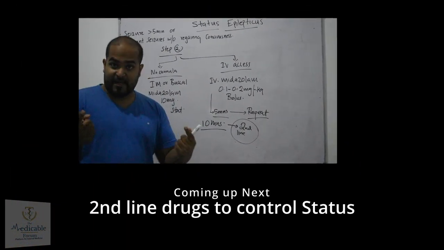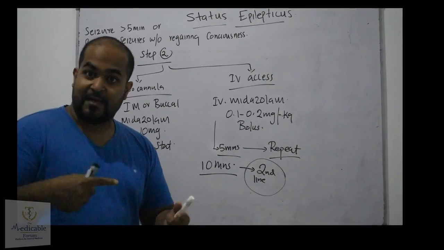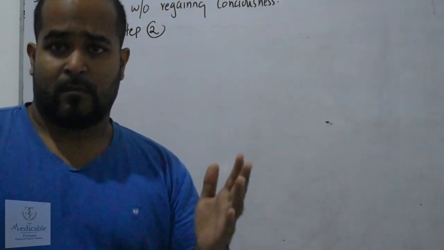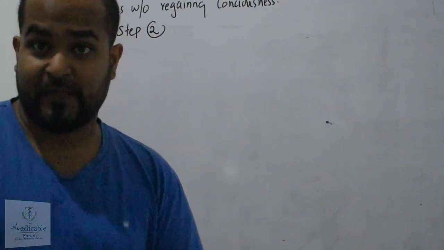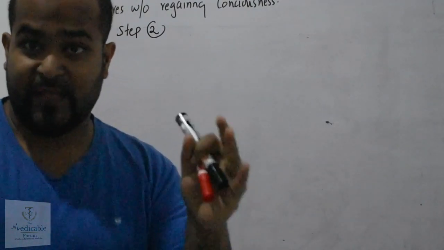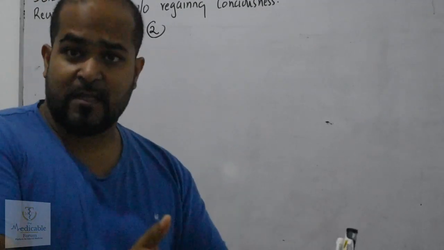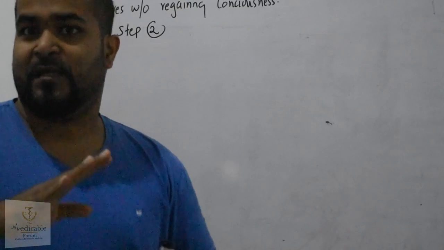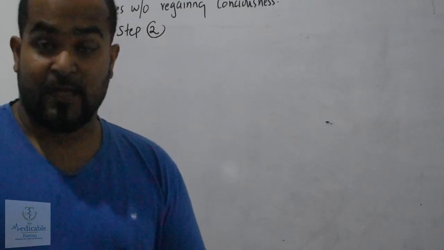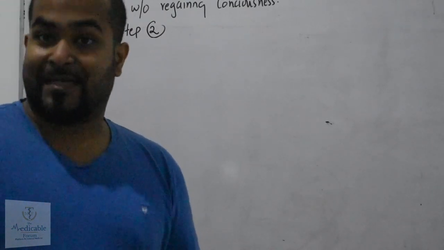Now, what are the second line drugs? Let's look at it next. Now, you've been managing status epilepticus. You approached it with ABCDE. You've given the first line, which is the midazolam. You've given it twice. Still the seizures are not settling. So what's the next? So you go for second line.